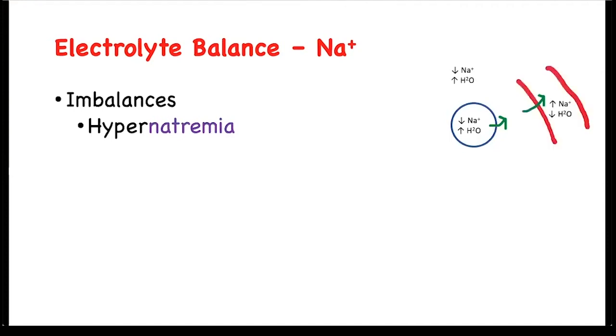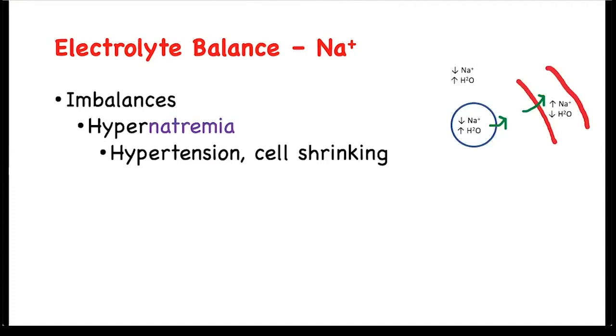When this occurs, the interstitial fluid is diluted and the osmolarity of the interstitial fluid drops. It now becomes lower than the osmolarity of the plasma. Water, therefore, will move into the plasma. This will lead to hypertension, as well as cell shrinking.